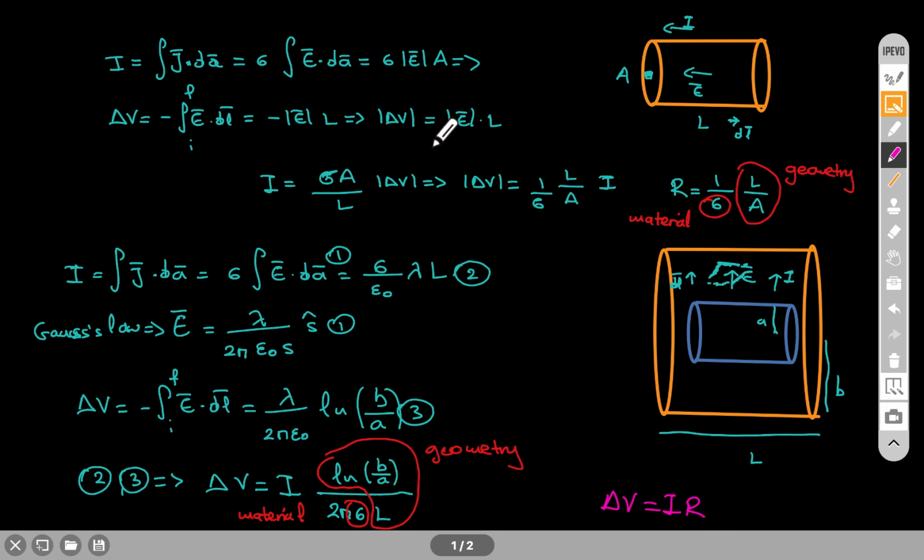And finally, again, I want to remind you, you do need to pay attention to what you will use for dA and what you will use for dL.